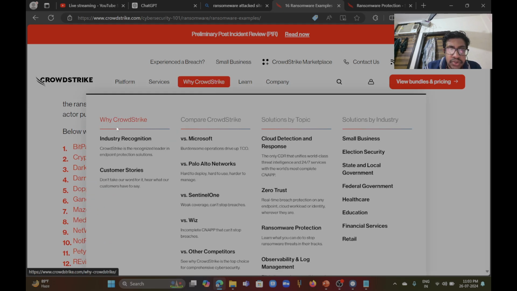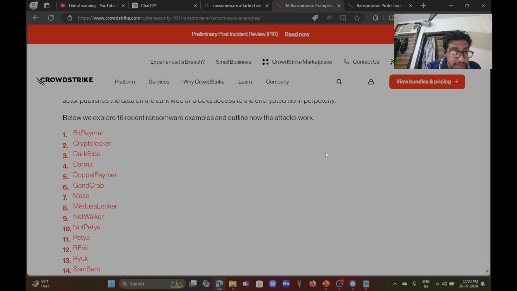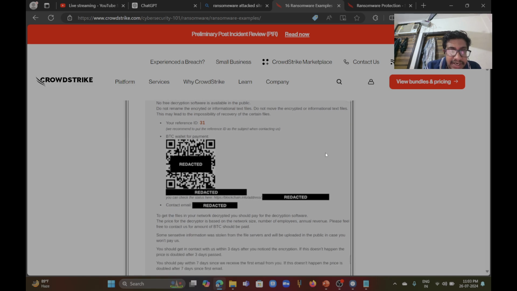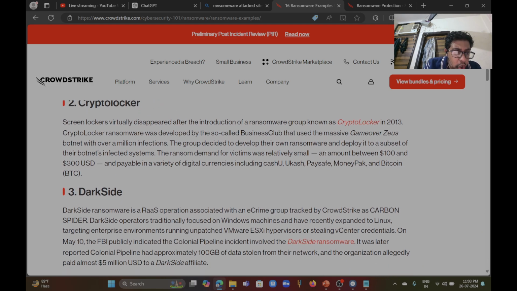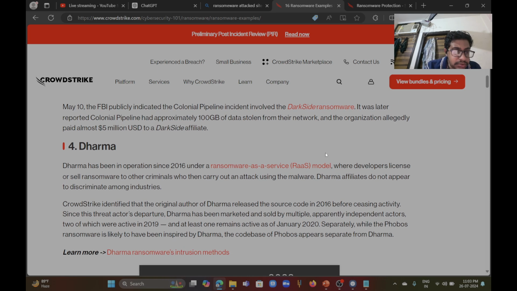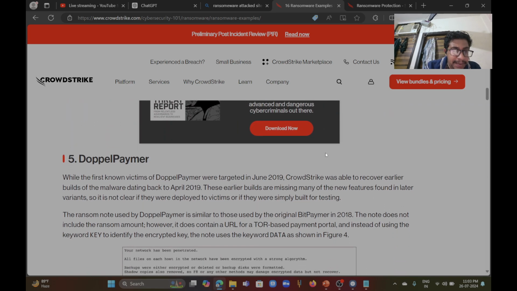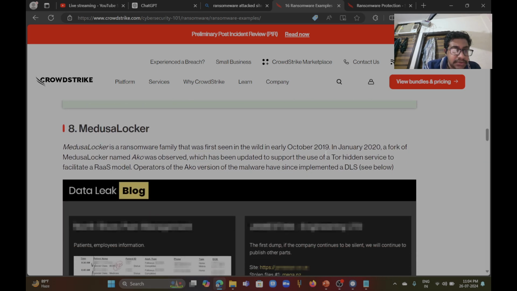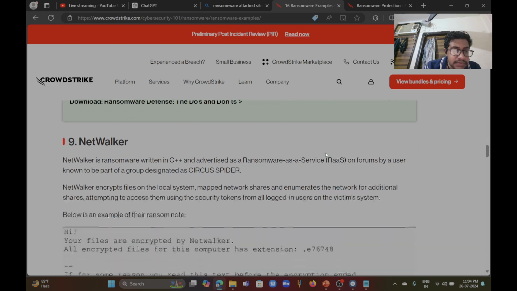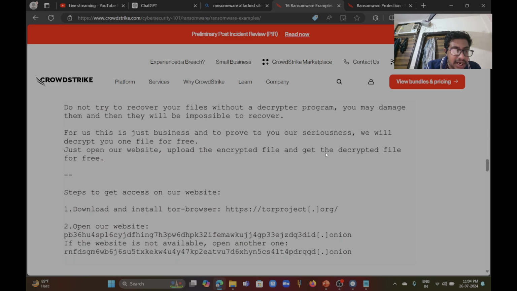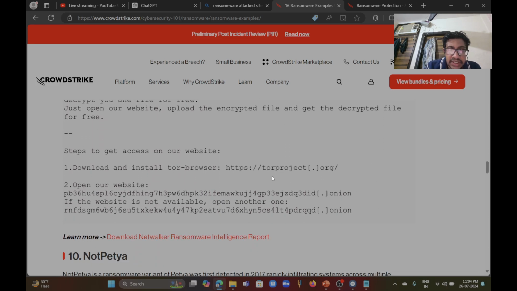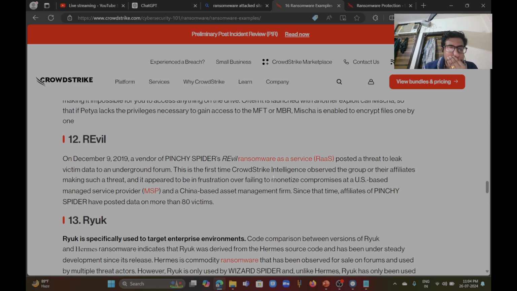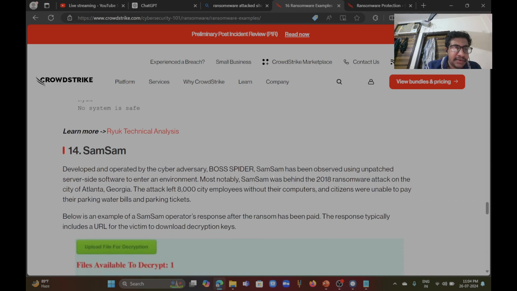These are 16 ransomware examples and an outline of how the attack works once the network has been penetrated: CryptoLocker, DarkSide, Dharma, DoppelPaymer, GandCrab, Maze and Mods Locker. They are designed to get access, download and install like this. It will happen the same way.